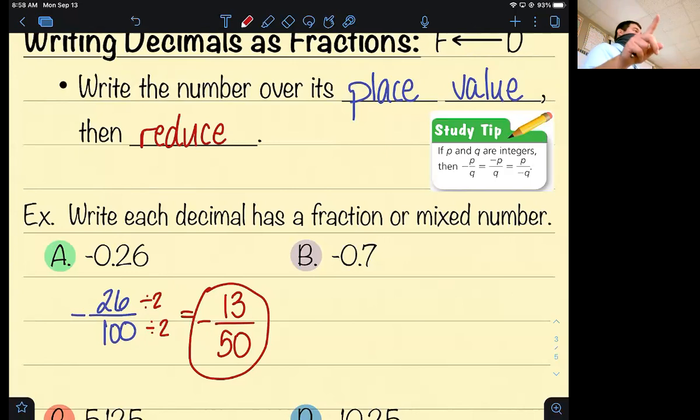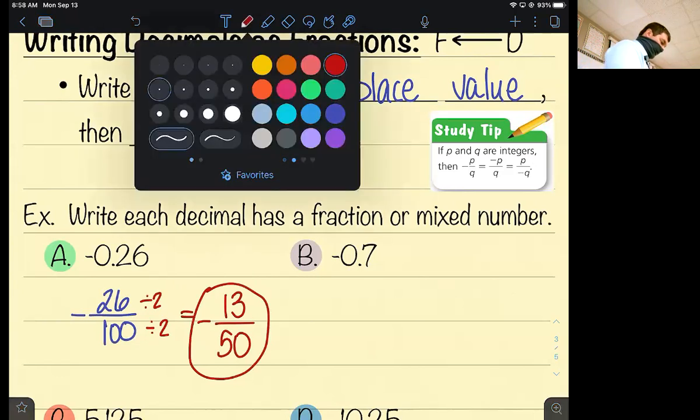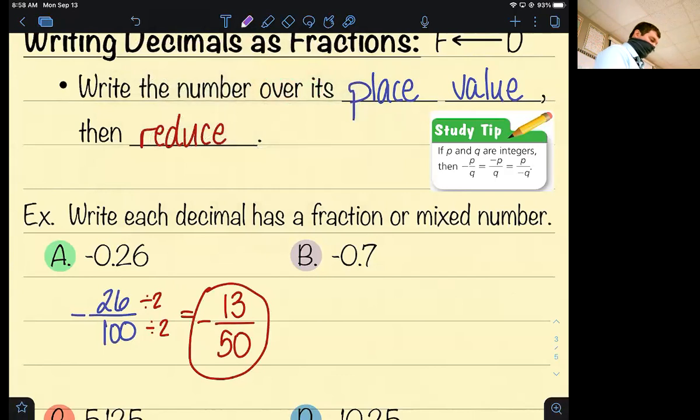Write the number after the decimal point over its place value. Next one. 7. That's the number after the decimal point. What's that place value called? Tenths. Yeah, the tenths is the very first one. So if you have one decimal place, it's the tenths column. Is there anything in front of the decimal? Negative. So put the negative in front of the fraction and make it to where it's separated a little bit.